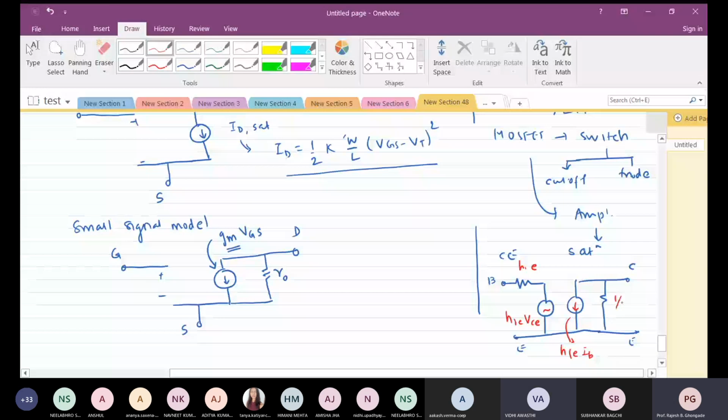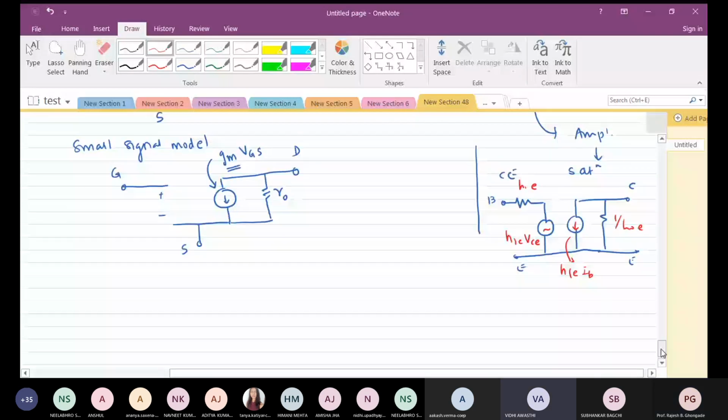A similar kind of model we have for the MOSFET as well. But of course, it is much less complicated because there is no HIE, there is no HRE, and so on. In BJT it was called the H parameter model. What will this be called in MOSFET? We don't have an H parameter model for this. We have simply a model, which is actually the first order model. We don't have H parameters for MOSFET.